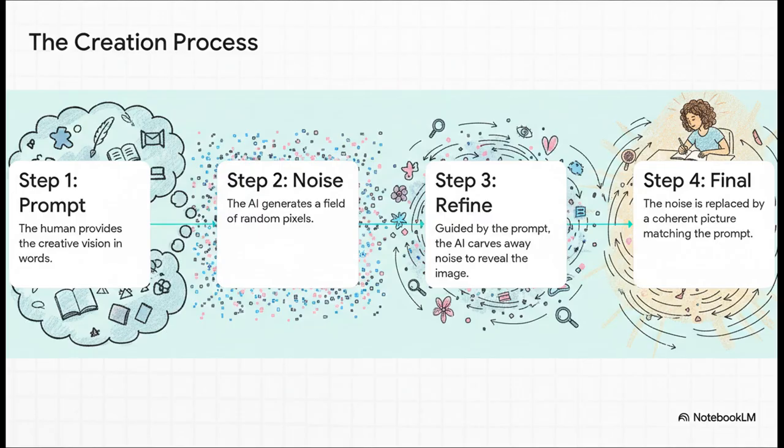So it all kicks off with the prompt. That's our instructions. Then the AI generates that field of random noise. And then the magic happens. Guided by our prompt, the AI begins to refine it. Over thousands of tiny, tiny steps, it adjusts the pixels, constantly asking itself, does this look more like a woman writing? Or does this look more like soft lighting? Until eventually, all that noise is replaced by the final coherent image.